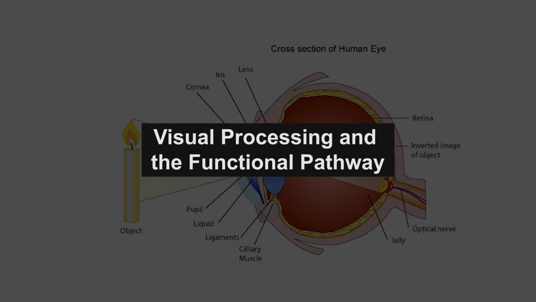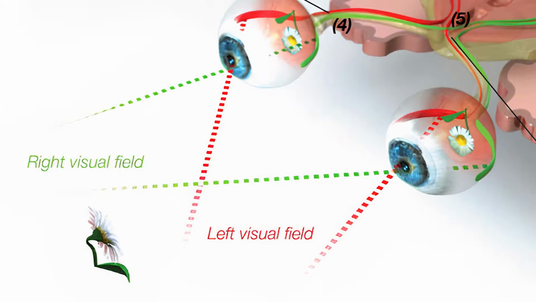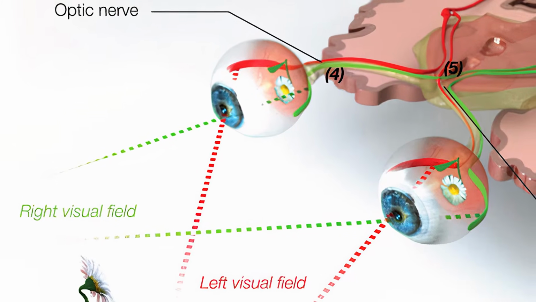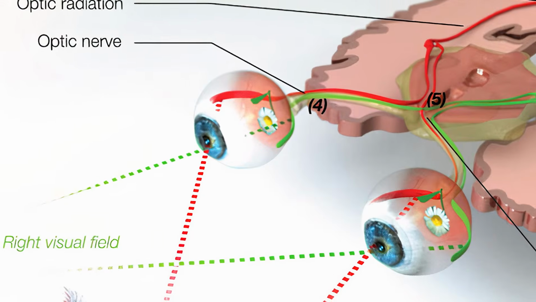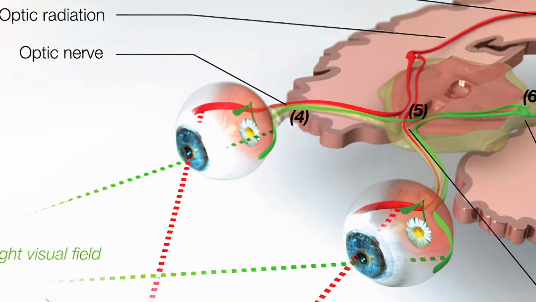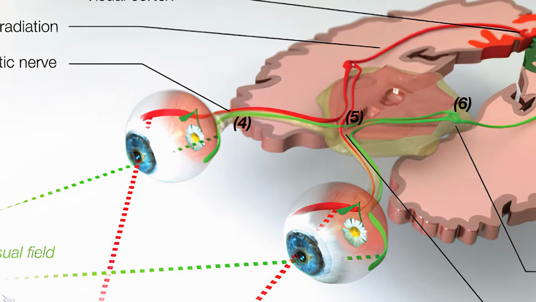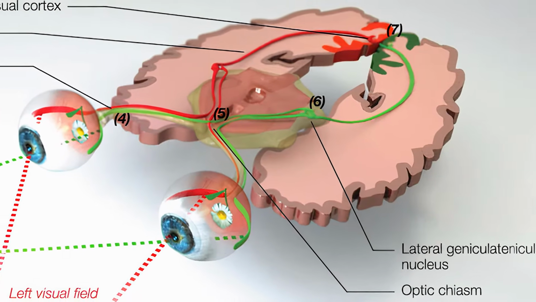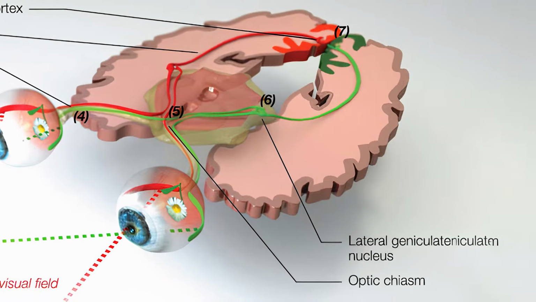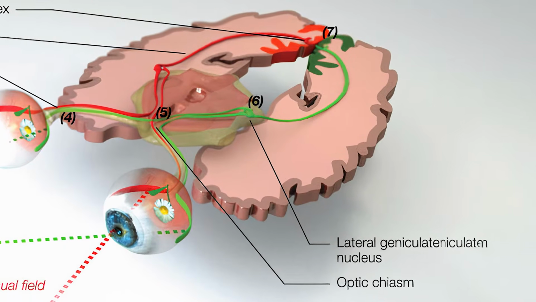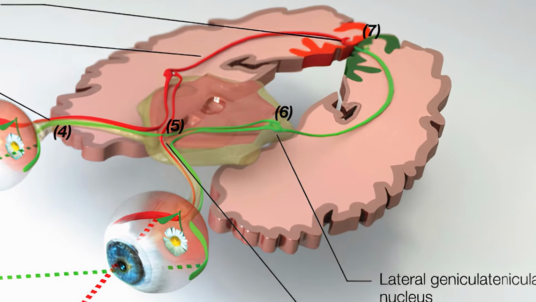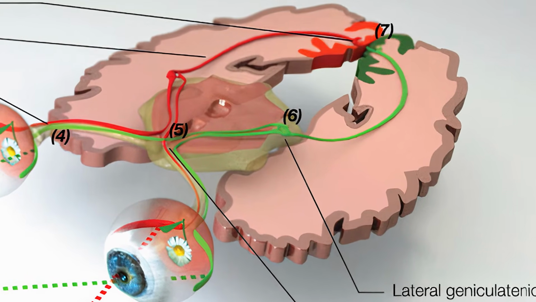Visual processing and the functional pathway. Once light is focused onto the retina, the photoreceptors initiate a biochemical process that converts the light signal into electrical impulses. These impulses travel through a network of retinal neurons, including bipolar and ganglion cells, before being transmitted along the optic nerve to the brain. The brain then processes these signals, reconstructing them into the visual images that allow us to interpret our surroundings.